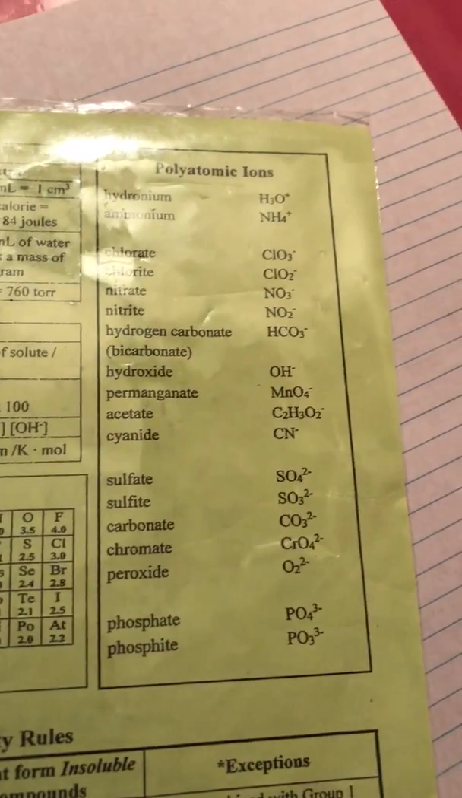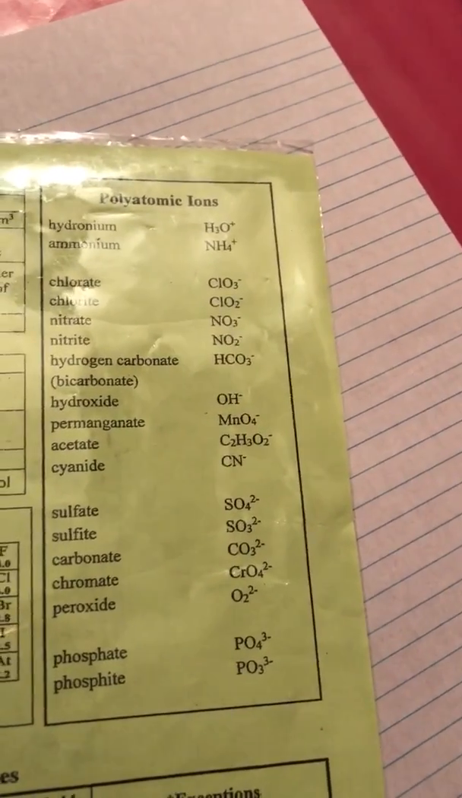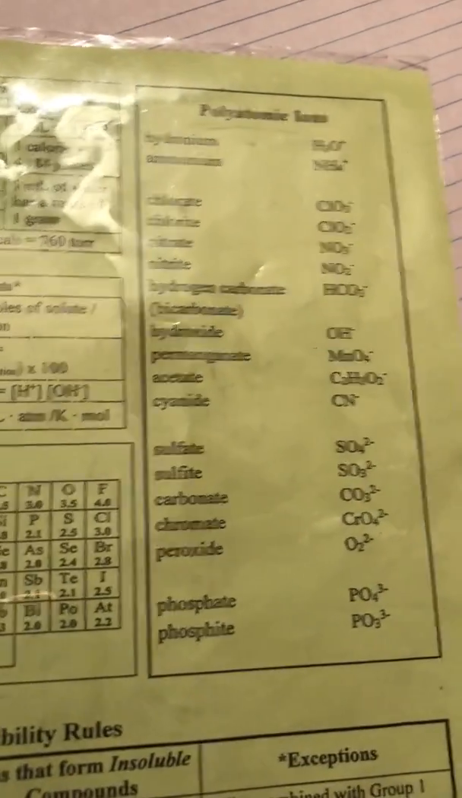Okay, so now we are going to write the formulas for phosphoric acid and sulfurous acid, and we are going to discuss how to write them. So both phosphoric acid and sulfurous acid are acids. So we're going to need our periodic table, and we're going to flip to the back where it talks about our polyatomic ions, because both phosphoric acid and sulfurous acid involve polyatomic ions.